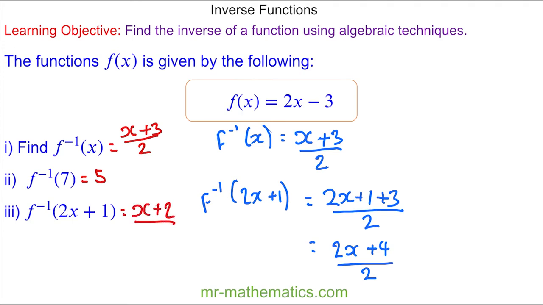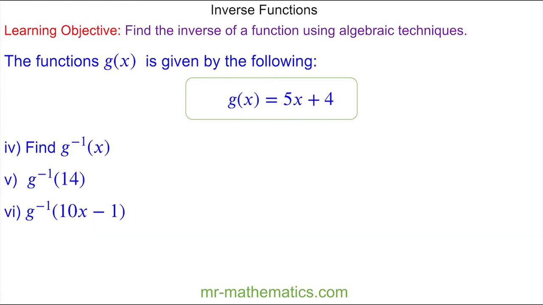So this becomes x plus 2. Okay, let's move on to another question. In this question we have g of x is 5x plus 4, and we've been asked to work out the inverse function of g of x here. Do you want to try question 4 yourself? You can pause the video and resume it when you're ready.